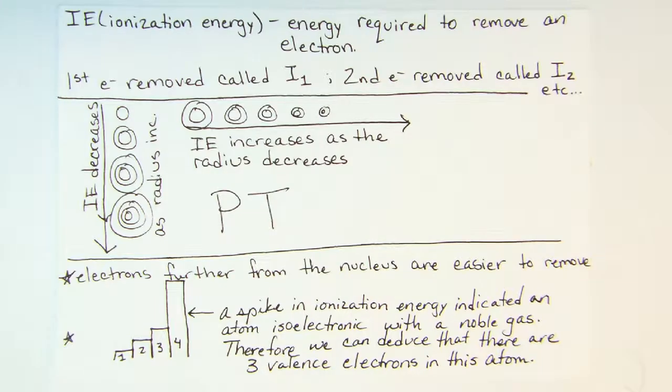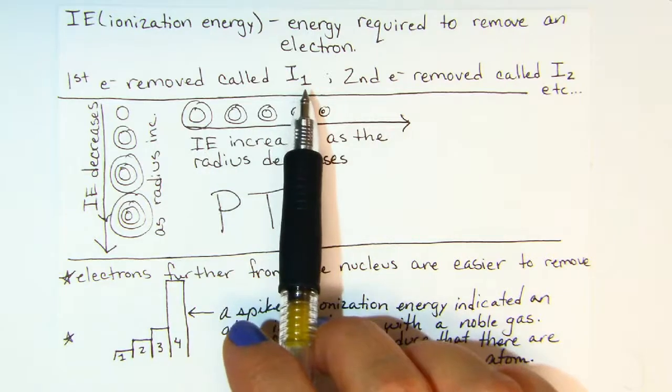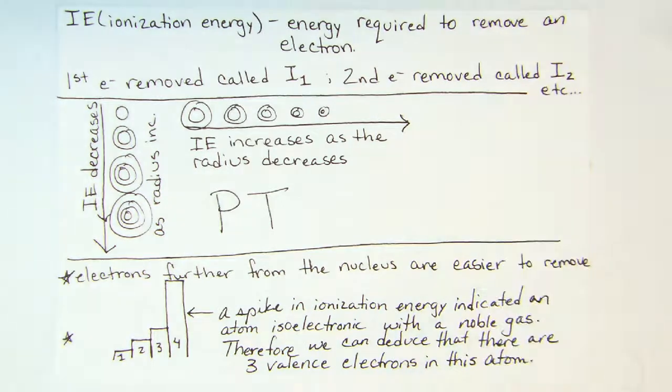Here's your note card for this section. IE stands for ionization energy, and that's the energy required to remove an electron. The first electron removed is going to be called your first ionization energy, or I1. Your second electron removed will be called your I2, or your second ionization energy, and so on and so forth for the rest of the electrons.